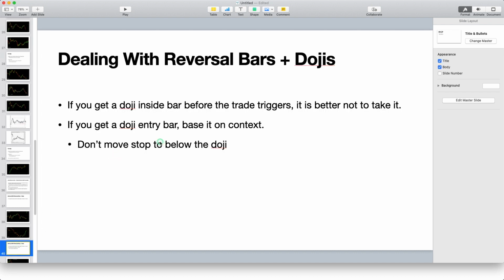The second way of dealing with dojis after reversal bars is if you get a doji entry bar. So it does trigger the buy. In this situation, it does trigger the signal bar, but it doesn't go anywhere. It just becomes a doji entry bar. If that's the case, Al says base it on the context. Don't move the stop to below the doji.